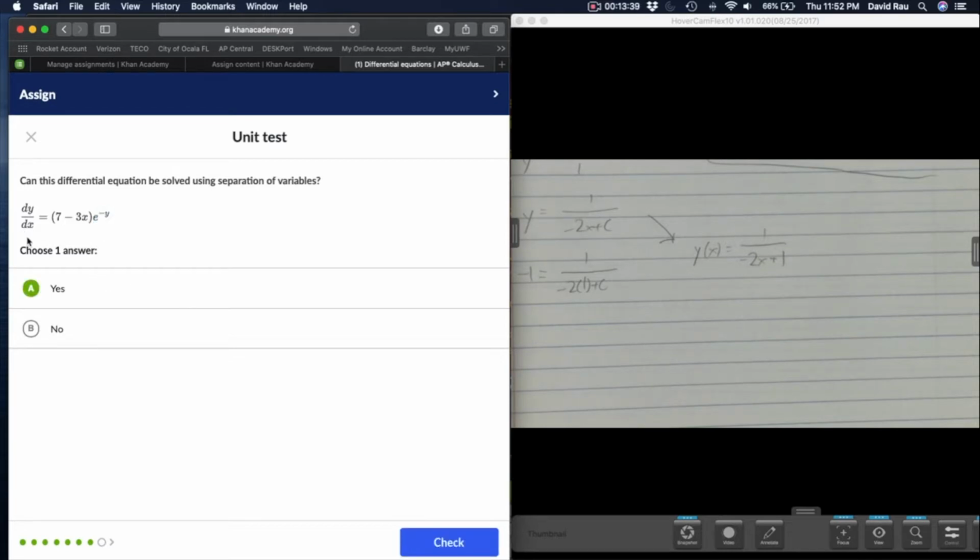You can divide by the e to the negative y, you can multiply by the dx, and now you only have y's on one side and x's on another side.